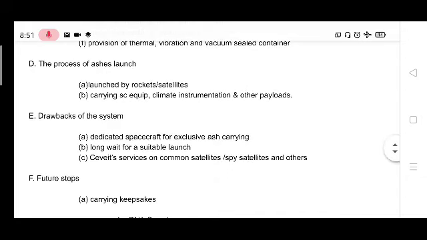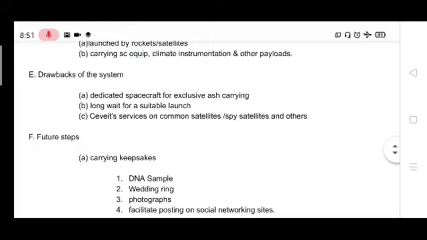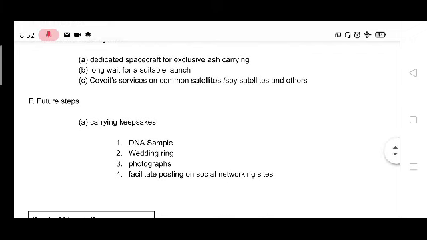Okay, and drawbacks of the system. What are the drawbacks? Dedicated spacecrafts for exclusive ash carrying, long wait. They have to wait very long, like that actor waited for 7 years after his death for his wish to come true. And salvage service on common satellites, spy satellites and others. And what are the future plans of these companies? Carrying keepsakes, DNA sample, wedding ring, photograph, and facilitate posting on social media sites. So this business is growing.